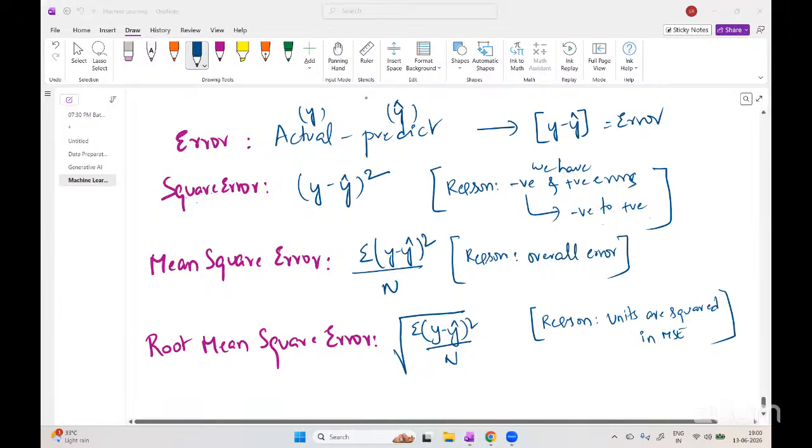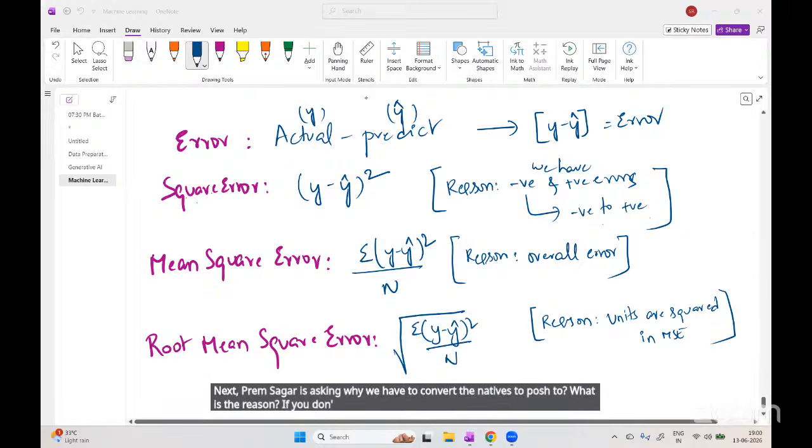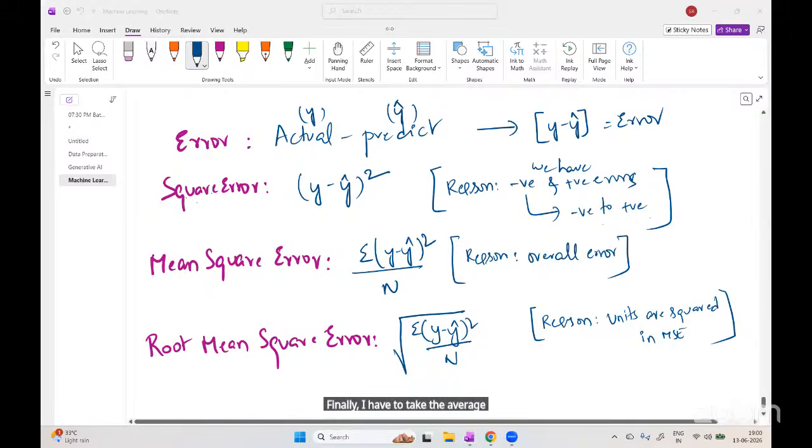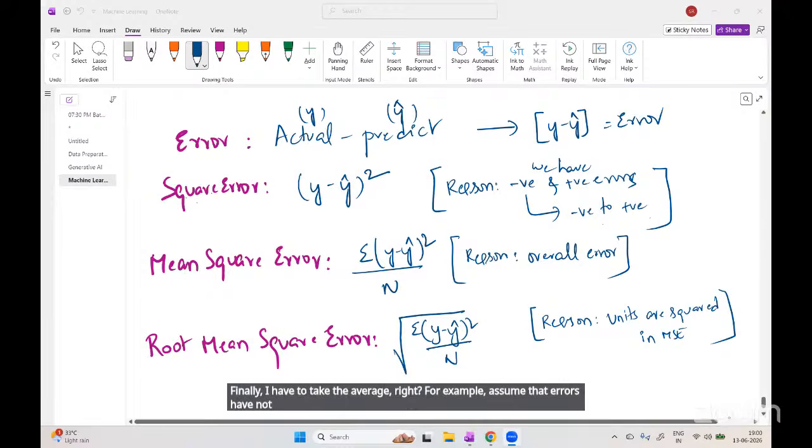Next, Prem Sagar is asking why we have to convert the negatives to positive. What is the reason? If you don't convert and you take directly the average of them, finally I have to take the average, right? For example, assume that I have not squared the errors.